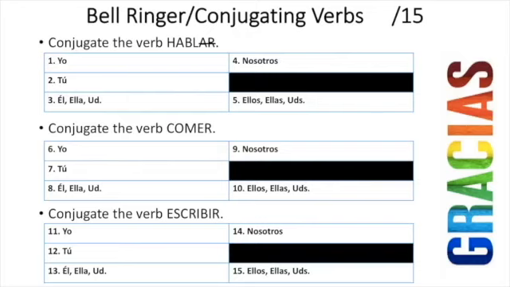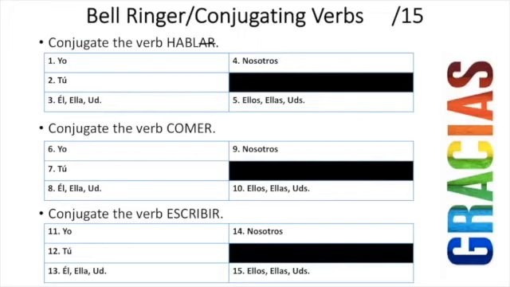So I'd like for you to take a moment. There are a couple of traditional verbs here: hablar, to talk, to speak; comer, to eat; and escribir, to write. I want you to pause your audio, and I want you to try to conjugate all of these verbs in their various forms, and let's see how you do.